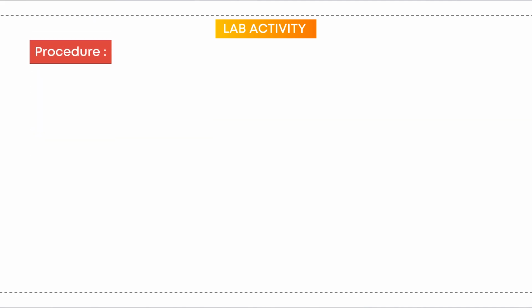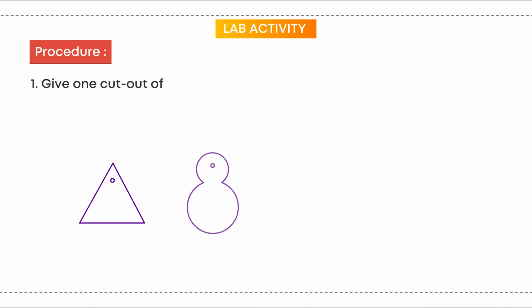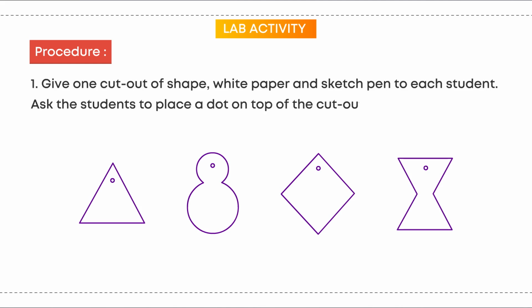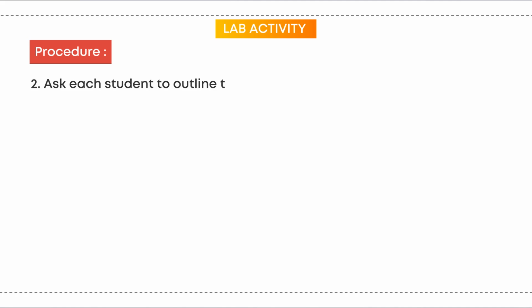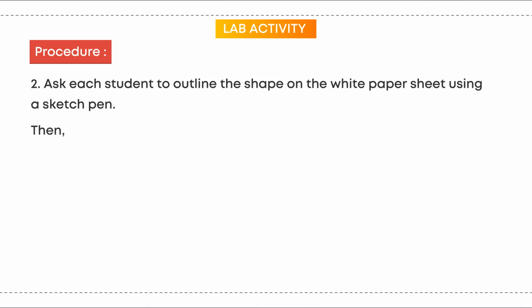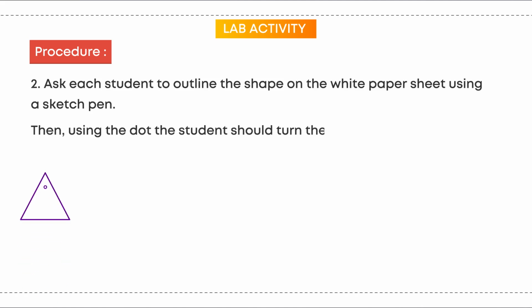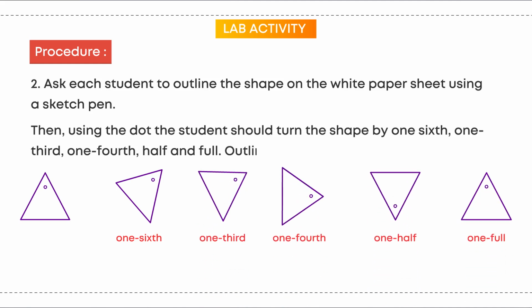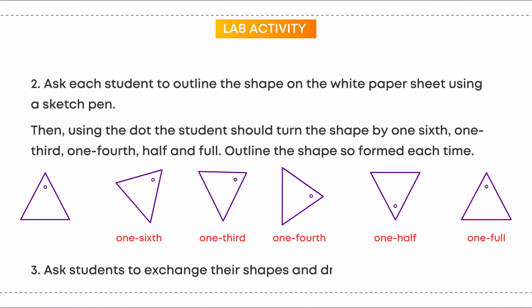Procedure: 1. Give one cutout of shape, white paper and sketch pen to each student. Ask the students to place a dot on top of the cutout of shape. 2. Ask each student to outline the shape on the white paper sheet using a sketch pen. Then, using the dot, the student should turn the shape by 1/6, 1/3, 1/4, half and full. Outline the shape so formed each time. 3. Ask students to exchange their shapes and draw similar outlines.